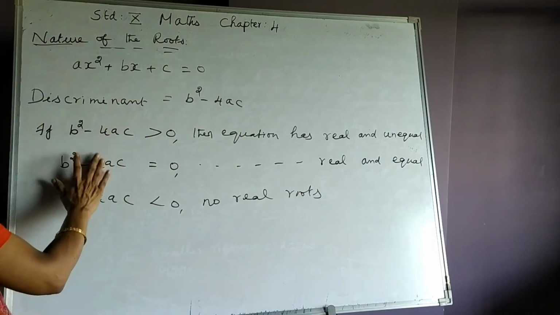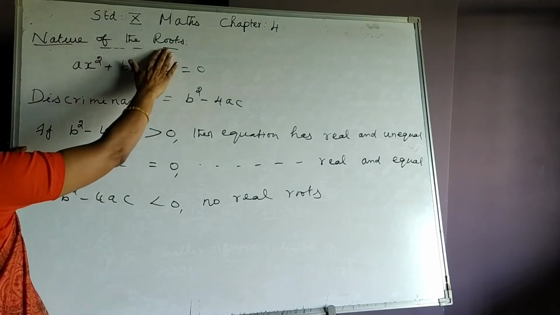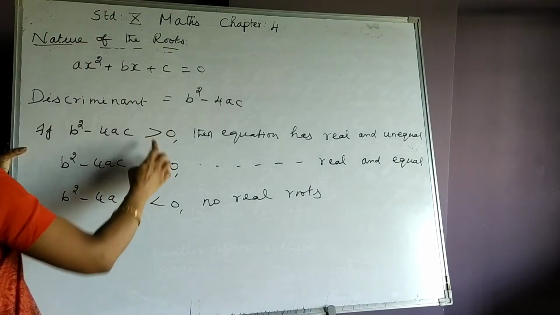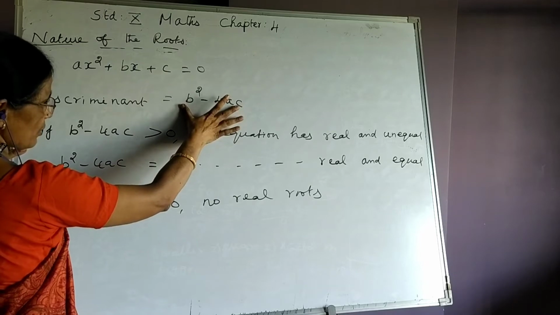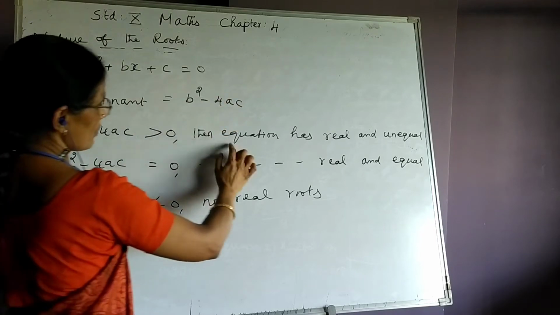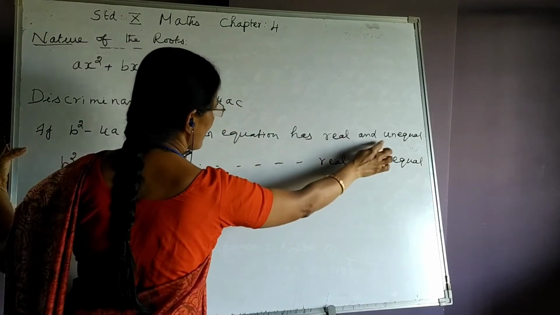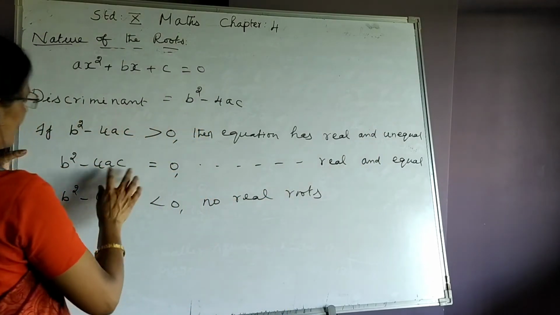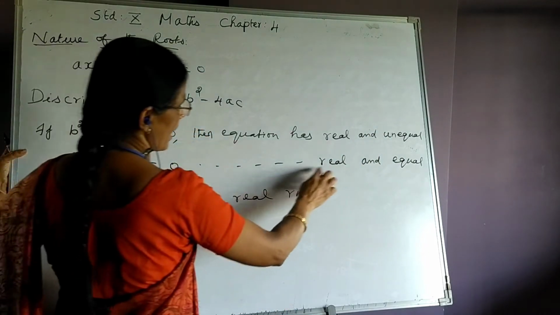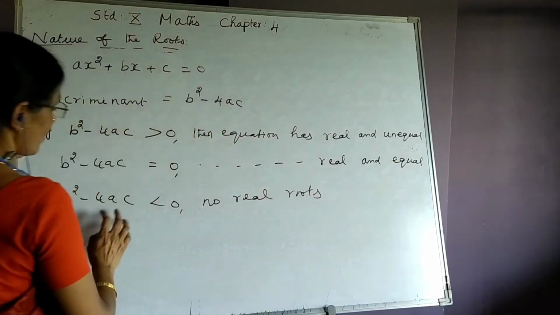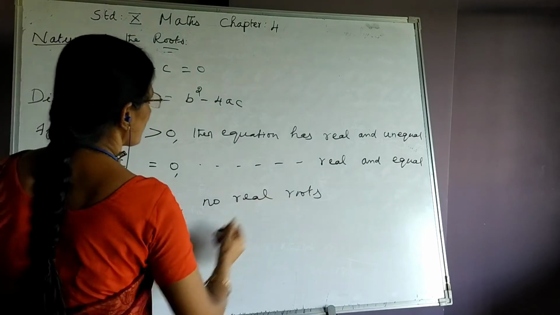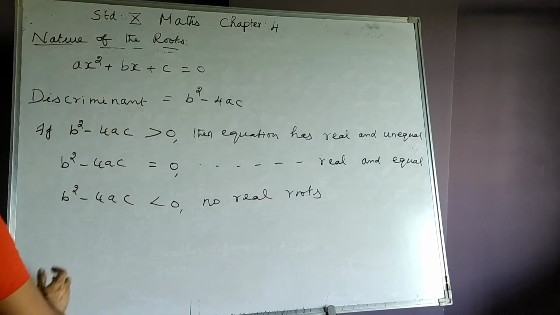So there exist only three cases in the nature of the roots. To find the nature of the roots, first we calculate this value. If it is a positive number, the equation has real and unequal roots. When the answer is 0, the equation has real and equal roots. And when it is a negative number, there are no real roots. This should be remembered for exercise 4.4.